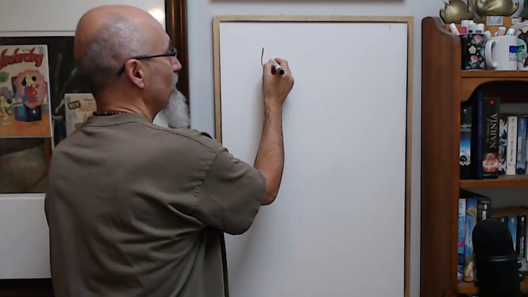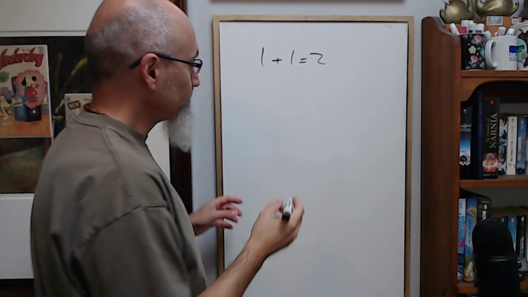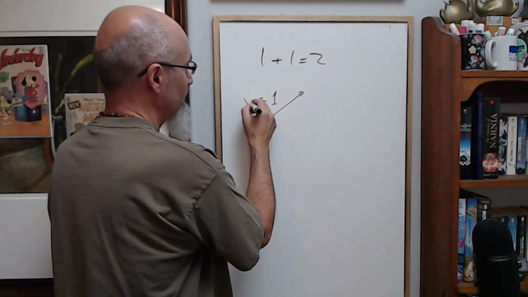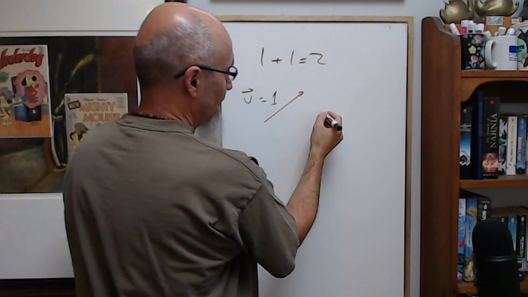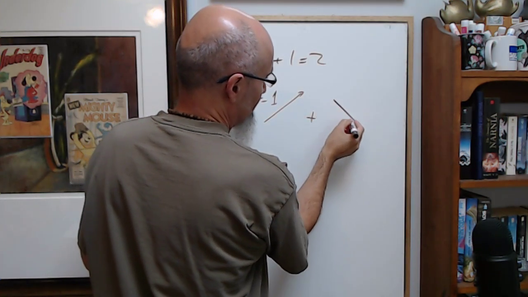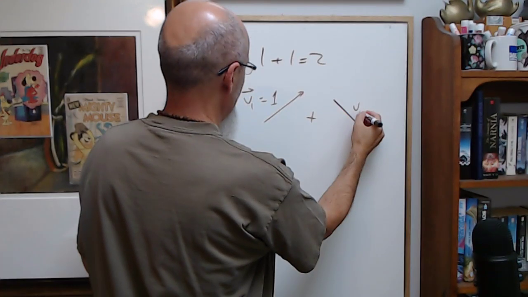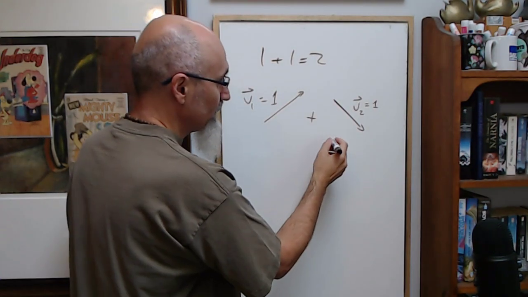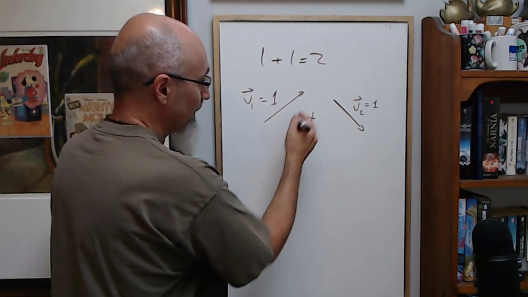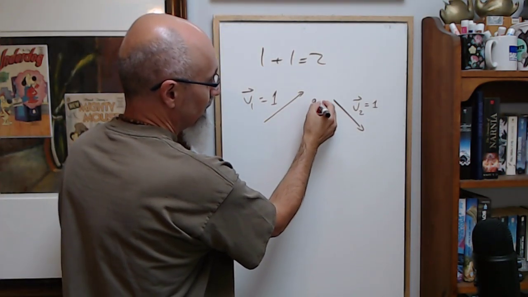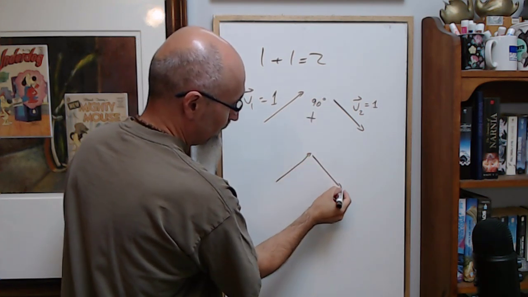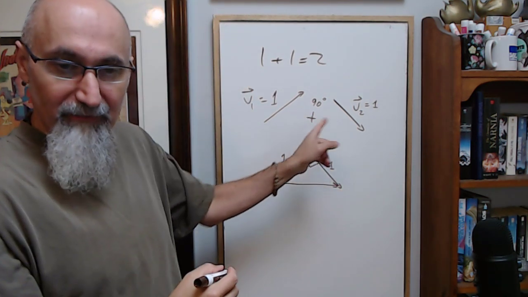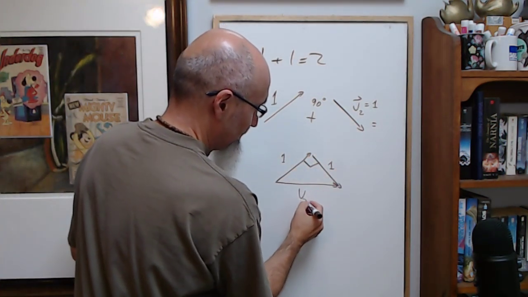So 1 + 1 is equal to 2, right? One vector, let's call this vector 1, plus a vector that goes this way, vector 2, whose magnitude is 1. If you add those together, you're not going to get a 2. If there's a 90 degree separation, you would have this going this way. That's 90 degrees, that's 1, that's 1, and the resultant of this vector plus that vector is going to be this guy, which is V3.